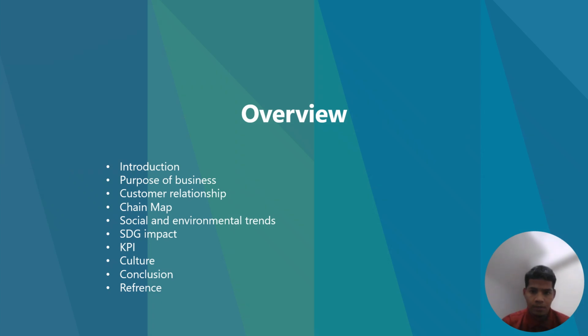This is the structure of my presentation. I'll start with a short introduction about Google, then I'll explain the purpose of the business, followed by customer relationships, the value chain, and social and environmental trends. I'll then cover Google's SDG impact, key performance indicators, and culture. Finally, I'll wrap it up with a conclusion and references.